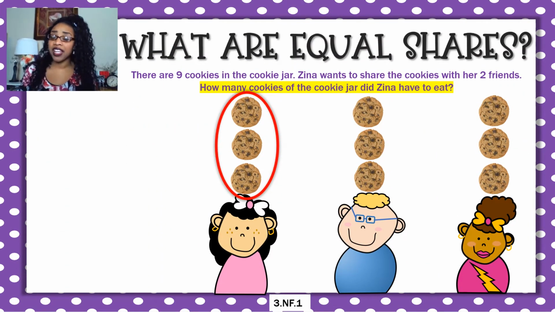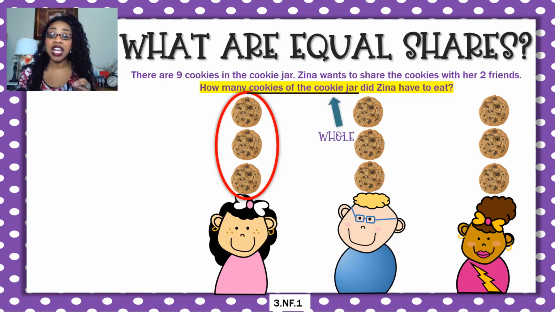But what would happen if I simply changed my question to how many cookies of the cookie jar did Zena have to eat? Now I want you to look at "of the cookie jar." That should signify to your child that we are now talking about fractions. So when you have a word problem, you want to think, what is my whole? In this case, my whole was the total amount of cookies in the cookie jar. Now, what would be my part are how many cookies Zena had to eat.